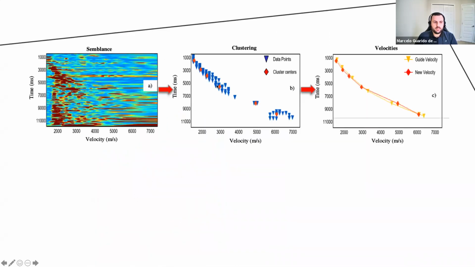They have a semblance and they have a guide velocity, this one in yellow, drawn in here. So they use this guide velocity to help do this auto picking of these data points. That's the blue ones. Basically, they are just picking the higher values in some areas. And then they do nearest neighbors to find clusters. In here, they separate the data into clusters. And each one of the centers of this cluster is going to be considered as one picking. So the cluster's centroid is the picking.